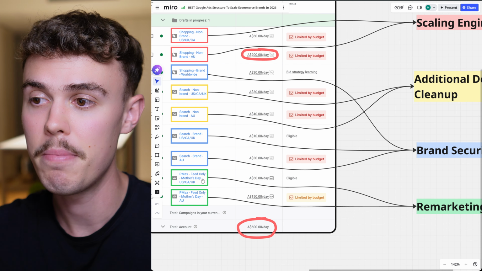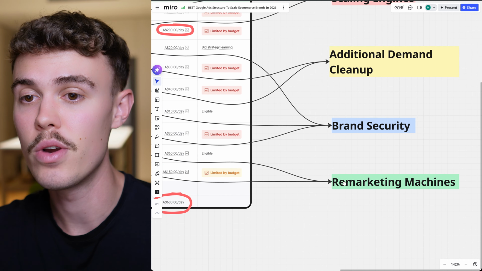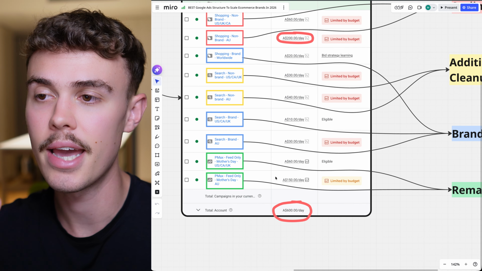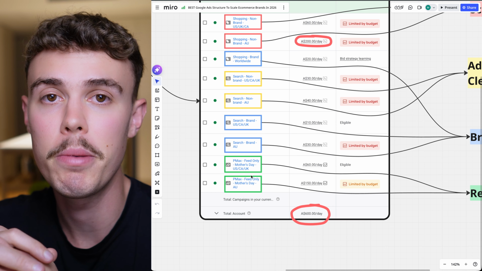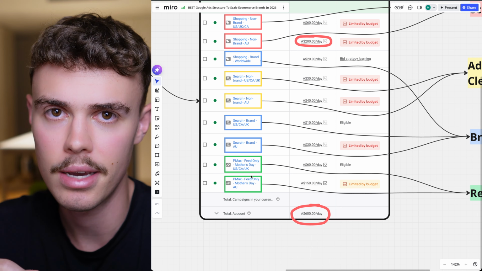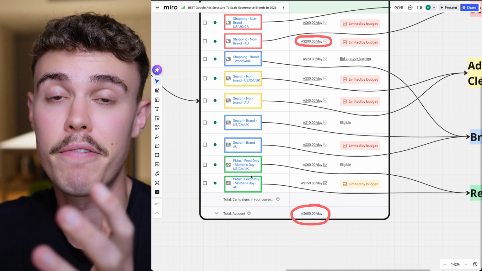Now, we have the PMAX campaigns, which is what I want to touch on first. These are the remarketing machines. These are the campaigns that follow your customer around the internet. Now, the problem with PMAX is a lot of people rely on it as their only campaign in the account. They'll just use PMAX campaigns and they'll hope that Google goes out and finds the right people.